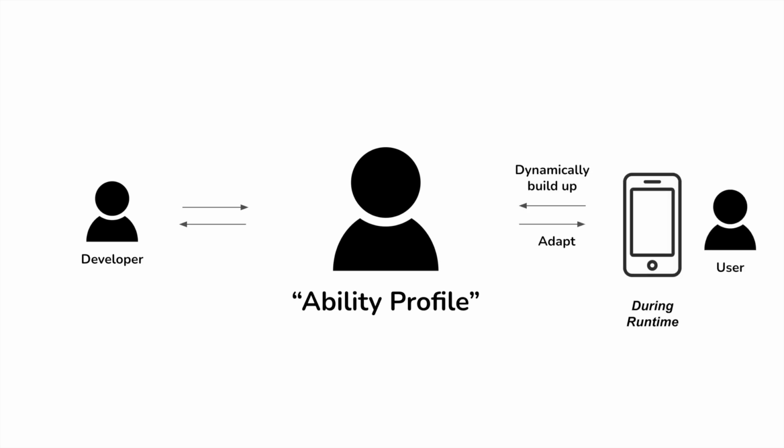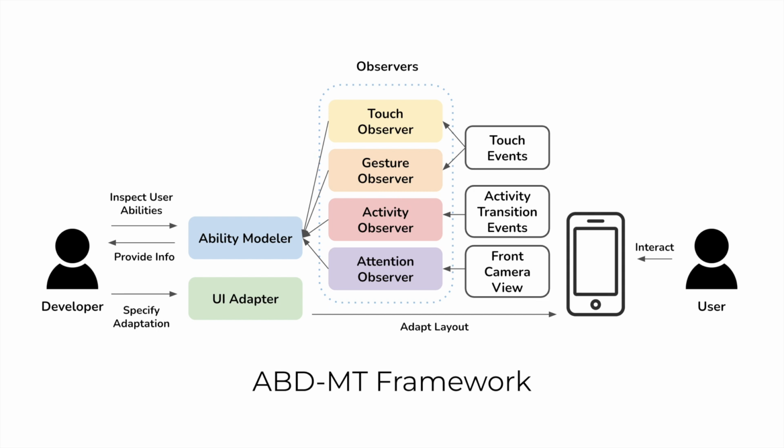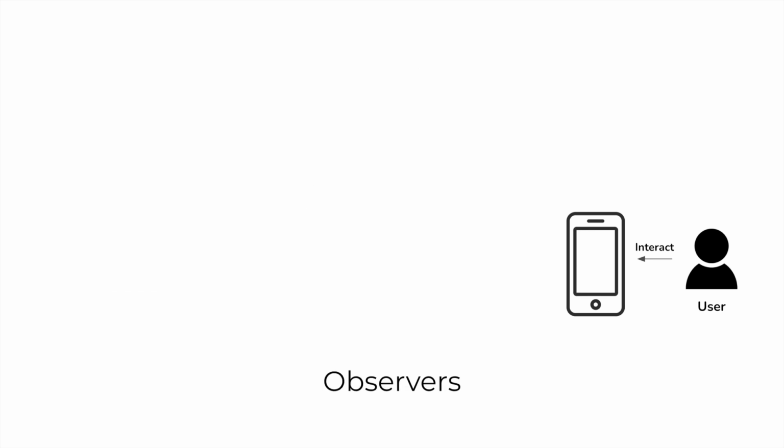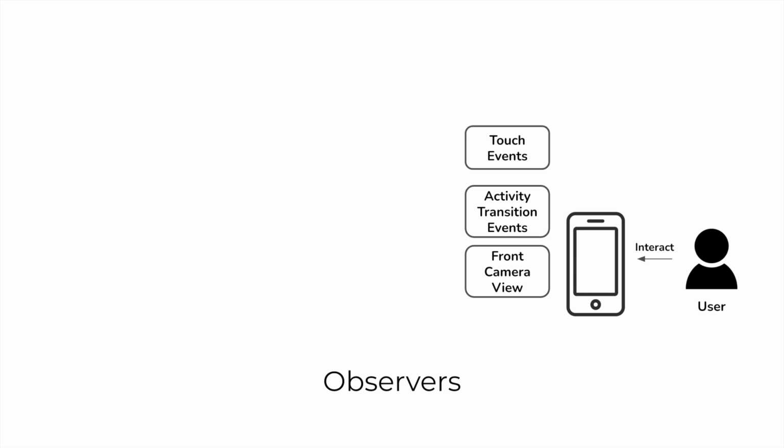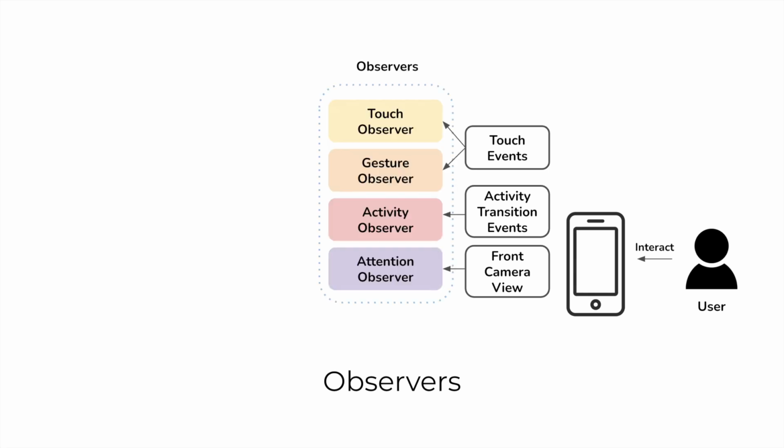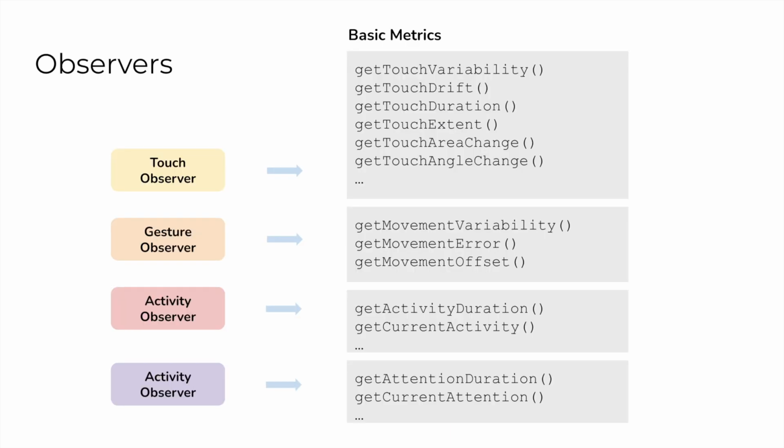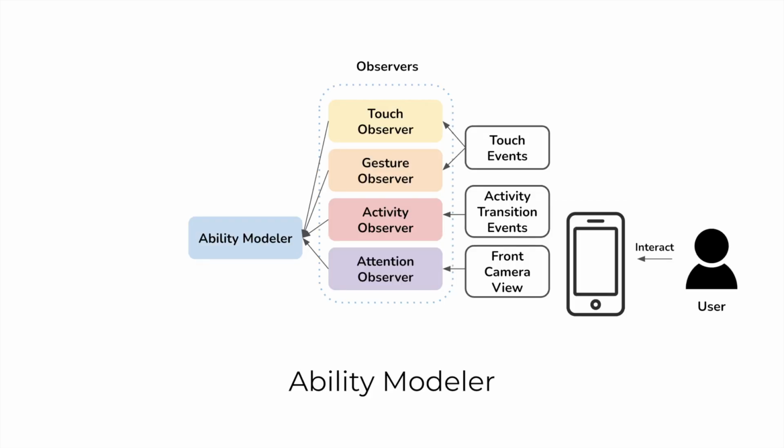runtime. Conceptually, the ABD-MT allows developers to engage with a user's ability profile, which is dynamically built up during runtime. The ABD-MT framework consists of three main parts: the observers, the ability modeler, and the UI adapter. The observers capture a user's input events and sensor data currently regarding a user's touch, gesture, physical activity, and attention. Each observer also provides API methods that calculate basic metrics regarding each ability.